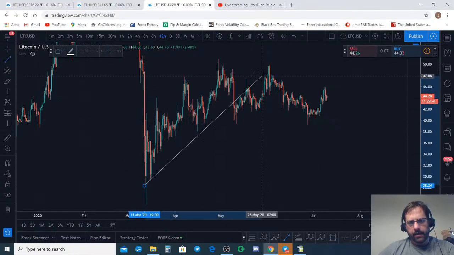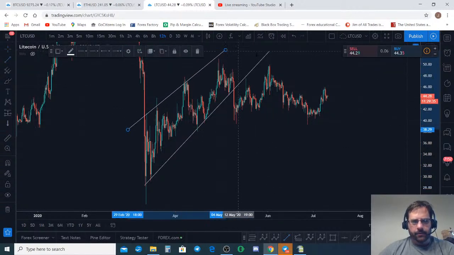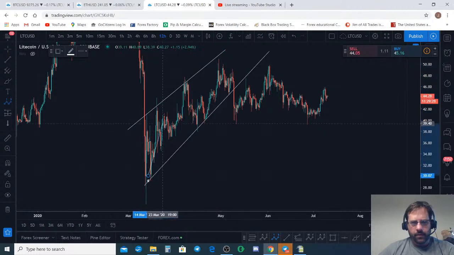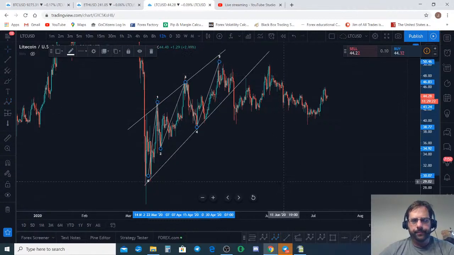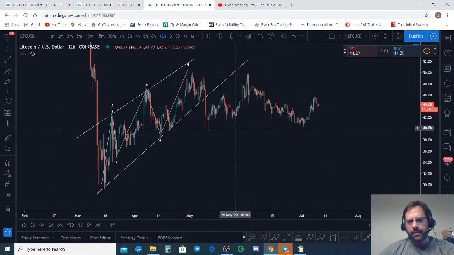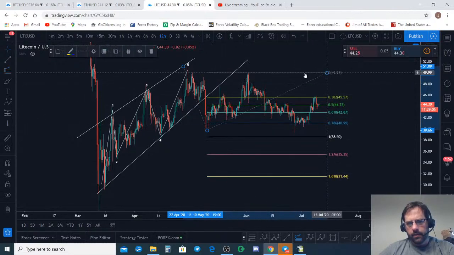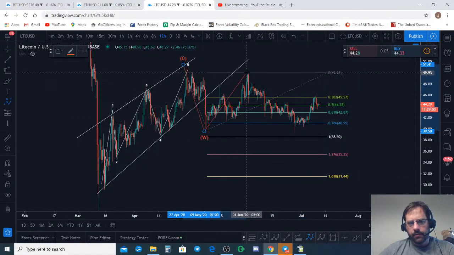It appears to me that we had a leading diagonal. The way I would count that is 1, 2, 3, 4, 5. So we got a leading diagonal there. And what I've been expecting is just a simple WXY here. So I've been expecting W, X, and those are really nice and clean. W, X. Now Y.